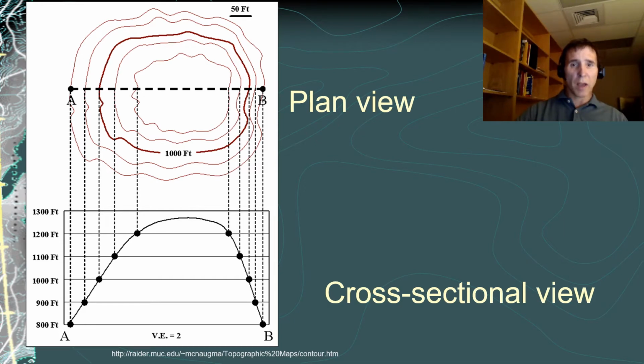Another way to understand how two-dimensional surfaces on a topographic map actually represent a three-dimensional object is by creating a cross-section. Note how each contour line from the plan view at the top is associated with a particular elevation using the scale in the cross-sectional view. Creating a cross-sectional profile indicates how elevation changes with horizontal distance.